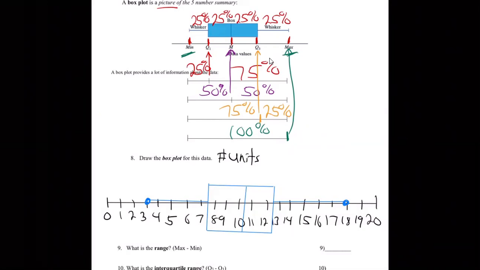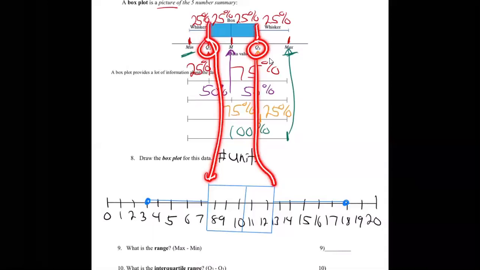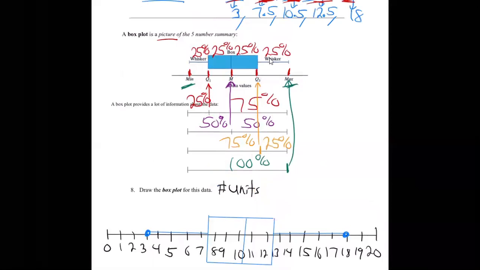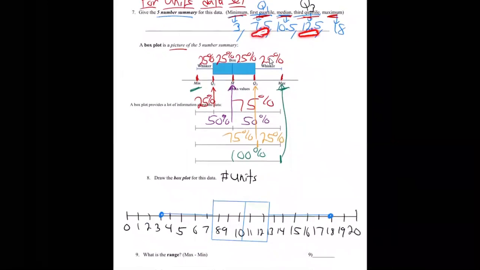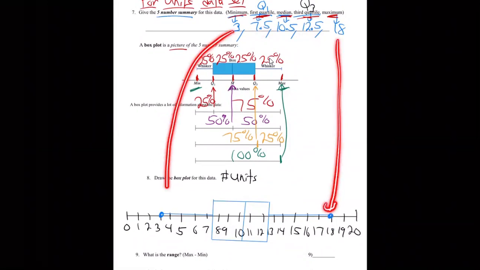Questions I can answer on any of this? Do you see how I knew? Do you see how the left edge of the box is Q1, and the right edge is Q3? So I grabbed our Q1 and our Q3 to make that happen. I should probably leave that on the screen. There's our Q1, our Q3. And then the whiskers go to the max and the min.